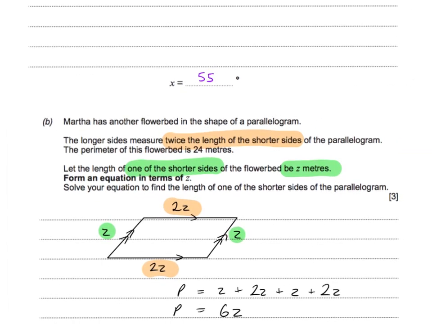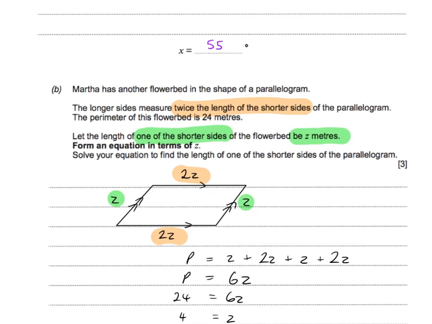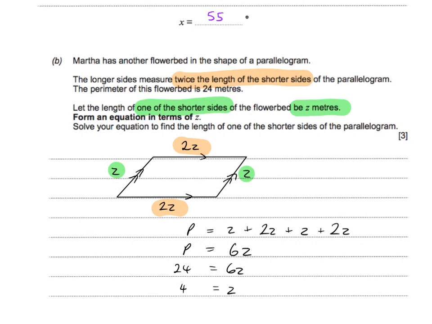So I said p is equal to z plus 2z plus z plus 2z, which is 6z. And then I changed the p to 24 because I was told it was 24. And then I took the 6 over and divided by it and found out that z was 4.